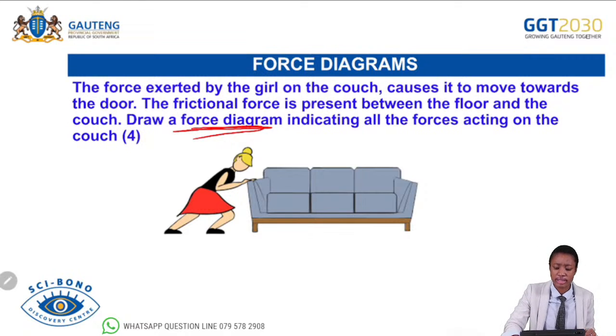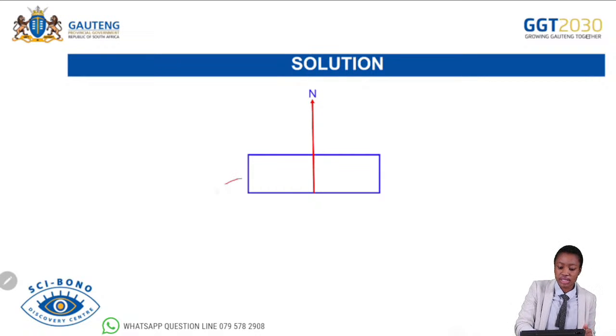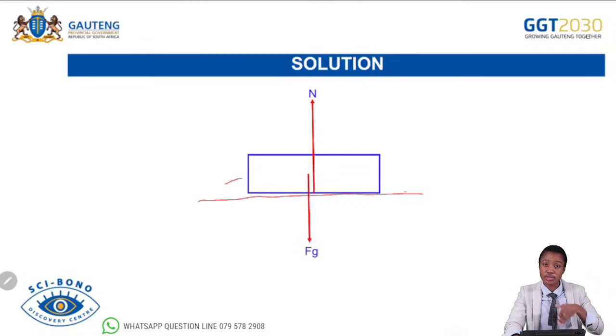So let us have a look at what I'm supposed to do. The first thing is to represent the couch. It's not a free body, so it's a force diagram. So I'm just looking at all the forces acting on the couch in this instance. So we have the normal. The normal is the one that will be exerted by the floor that the couch is on and is perpendicular to the surface. The normal force will be perpendicular to the surface, going up.